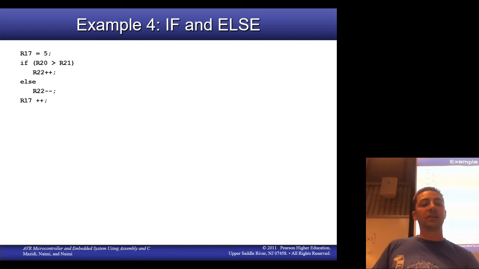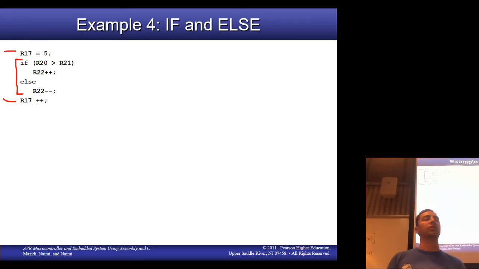The last piece of this that is in this example is there's something that happens before the if-else. This right here is the if-else. There's something that happens before, and there's something that happens after. Regardless of how we alter R22, we're definitely going to increment R17. So with all those pieces, let me present to you a flowchart.